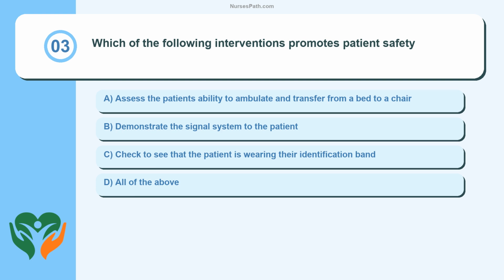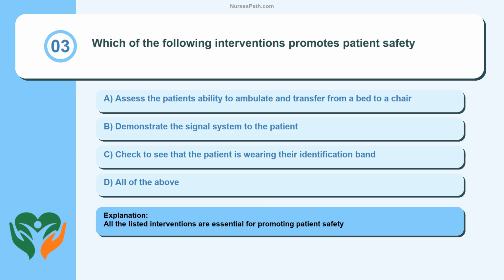Question 3. Which of the following interventions promotes patient safety? Assess the patient's ability to ambulate and transfer from a bed to a chair. Demonstrate the signal system to the patient. Check to see that the patient is wearing their identification band. All of the above. All the listed interventions are essential for promoting patient safety.